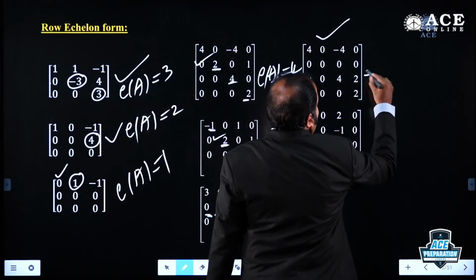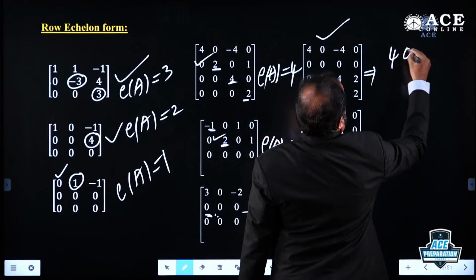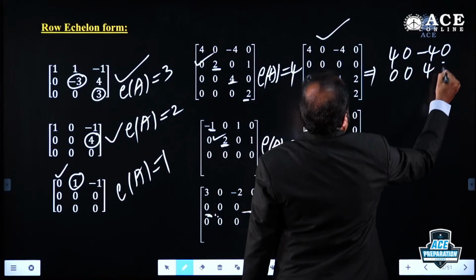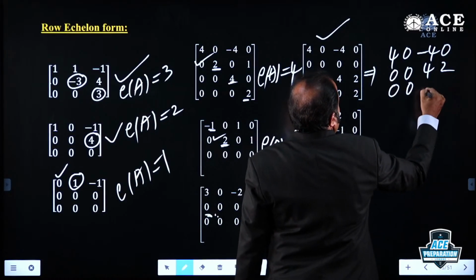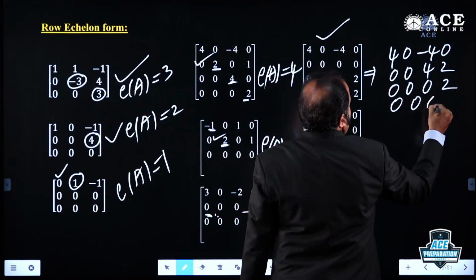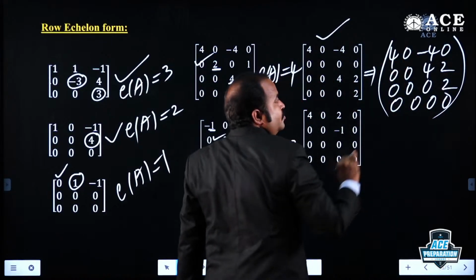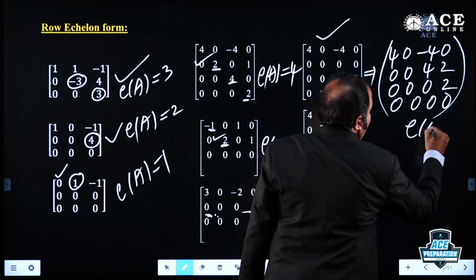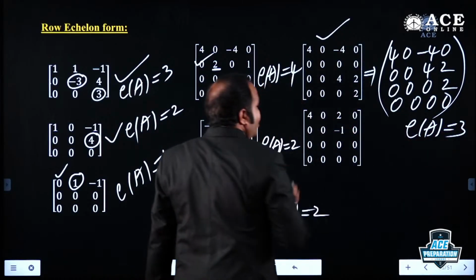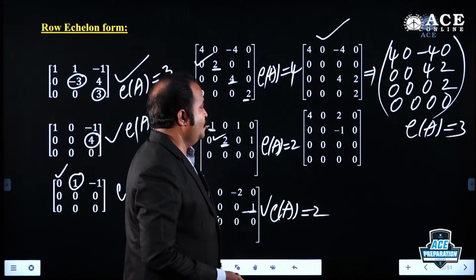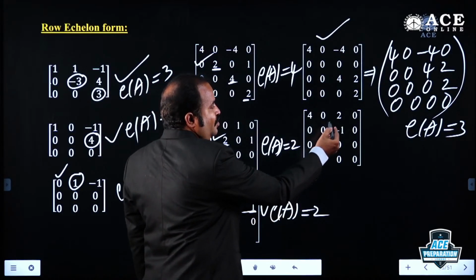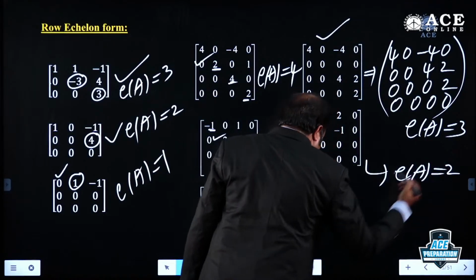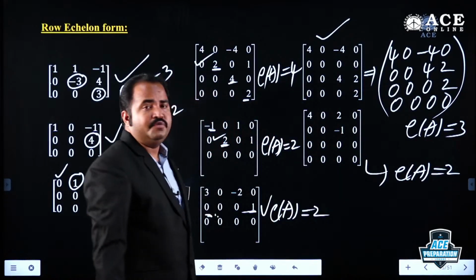So we can write this one as, look at, 4 0 minus 4 0, right? 0 0 4 2, by performing the interchange operation, 0 0 2 0 0 0 0, now in the echelon form. So what is the rank of this matrix? There are 3 non-zero rows, so rank of A equal to 3 only. Similarly, look at here, 4 0 2 0 0 0 minus 1 0, last example. So rank of this matrix is 2 only. So these are few examples related to rank of the matrix.